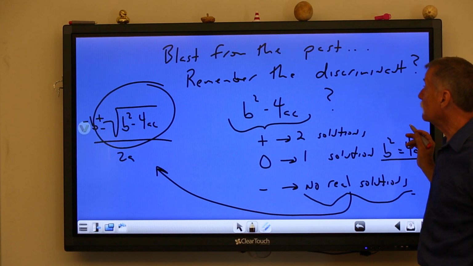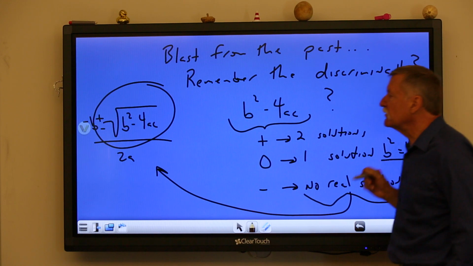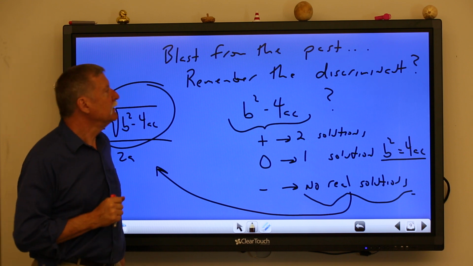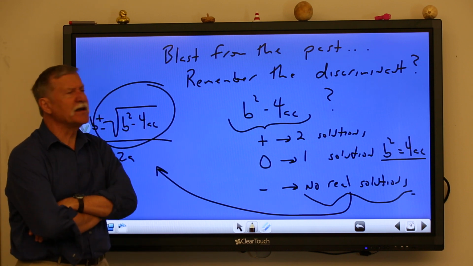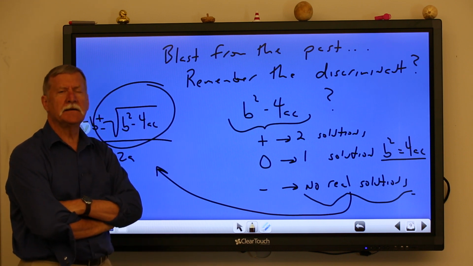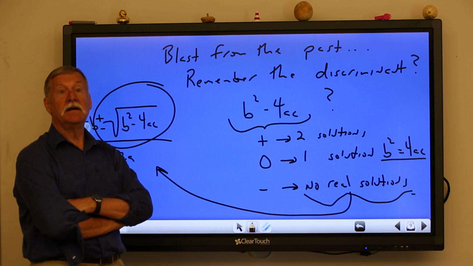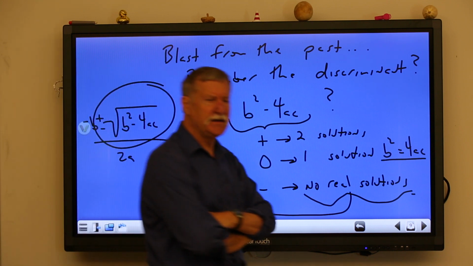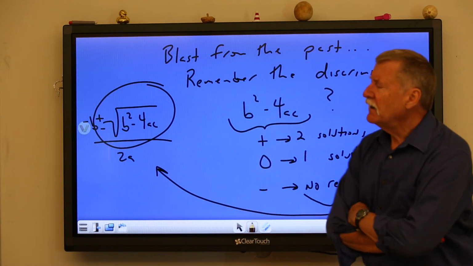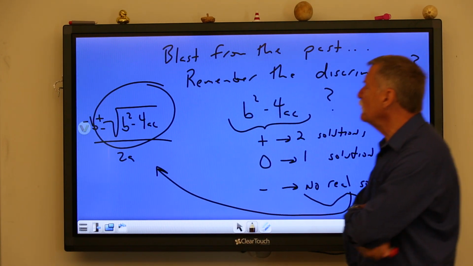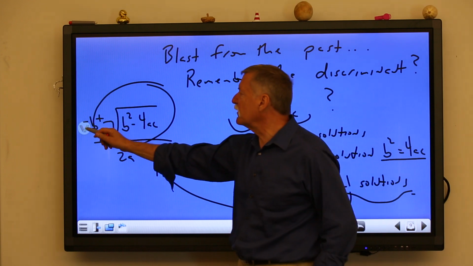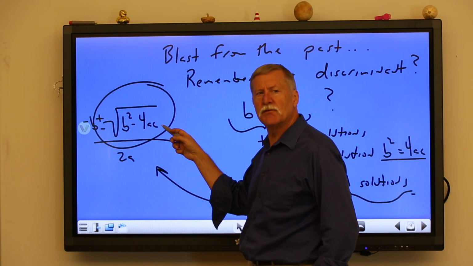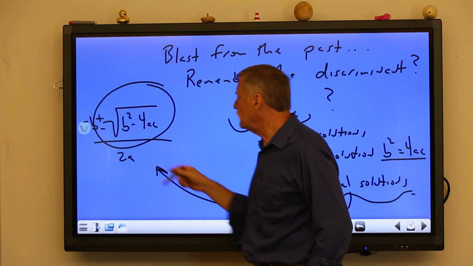Now, oh wait a minute. Something should look familiar to you. A blast from the past? Remember b squared minus 4ac? That thing called a discriminant that we were doing way back in lesson 115 or something like that? This should look familiar to you. Look, here's the quadratic formula, minus b plus or minus the square root of b squared minus 4ac over 2a.